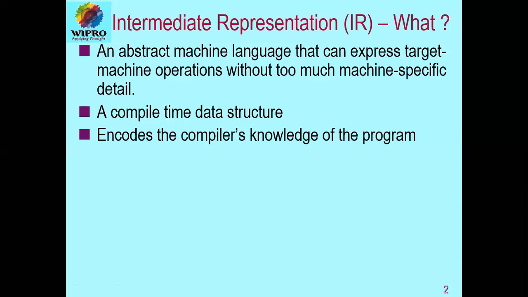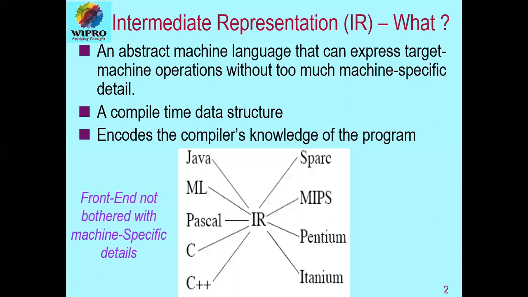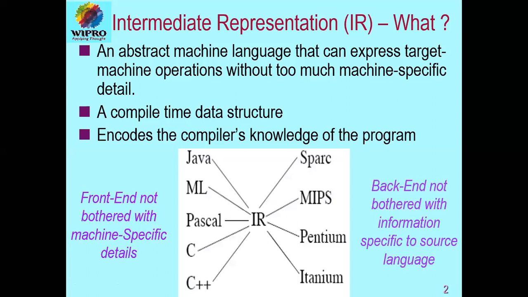It encodes the compiler knowledge of the program, and also this is the specification. So front end means at the source code level, we use different programming languages which are converted into intermediate representation. Later on, after the code optimization, they will be converted into the target code depending on the machine architecture.